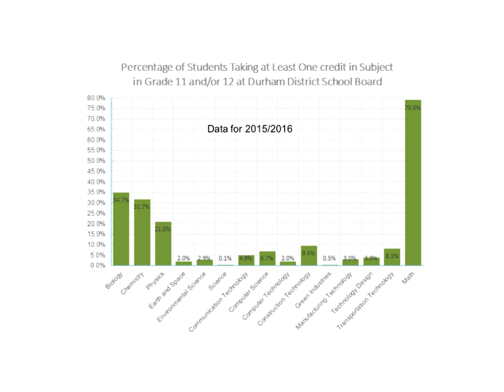So overall, for the purposes of engineering, if we look at physics, we only had 21% of our grade 11 and 12 students taking one credit in physics. That's a very small proportion of our senior graduating classes even having an opportunity to pursue engineering, even if they wanted to.